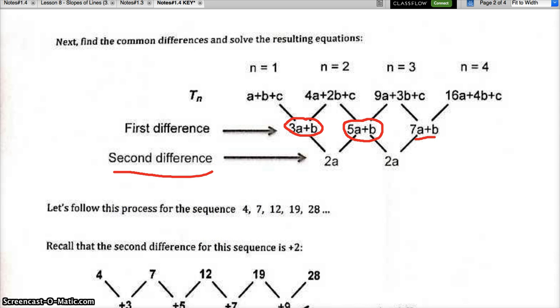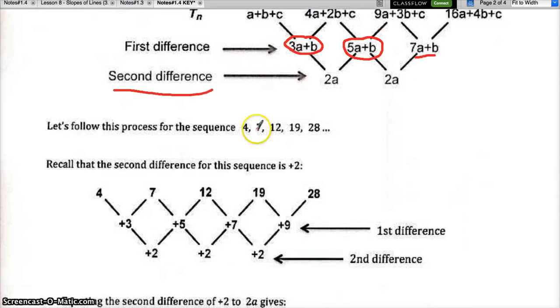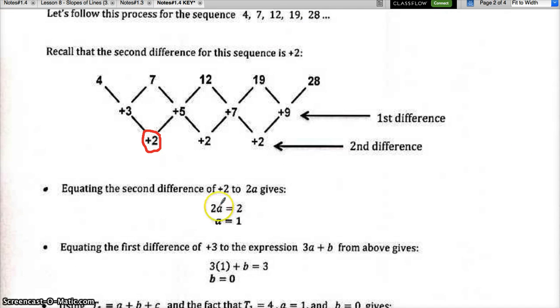So what you'll notice, or let's just follow this process for an example. We have this sequence, and we did the common differences already, so we see the second common difference is 2. What this means is, if the second common difference is 2, we've just proven formulaically that the second common difference is equal, algebraically, to the expression 2a. So we can take the second common difference in this original sequence and set it equal to the second difference above. We set 2a equal to 2, so therefore a is going to equal 1.